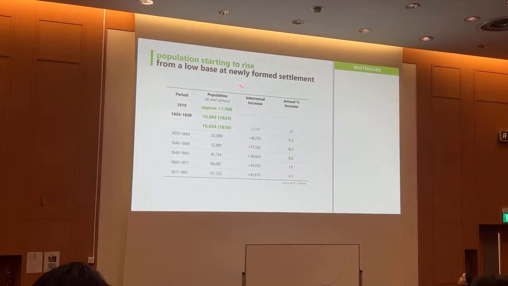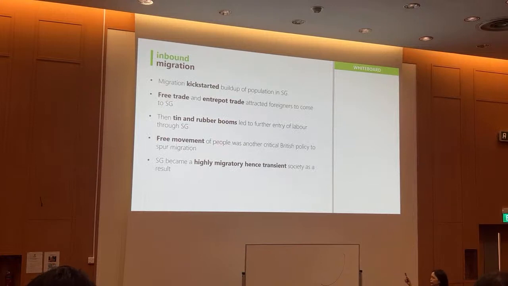So Singapore's population started to rise from a low base. As I said just now, when Raffles landed on Singapore, there were less than 1,000 people on the island, and then population increased as more people came to Singapore to work, to trade, to live. Migration was the main pillar causing population growth. Migrants came to Singapore due to the attractive opportunities in Singapore and attractive policies we mentioned before.